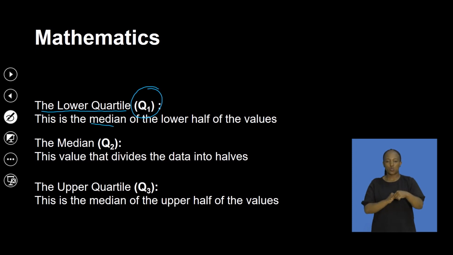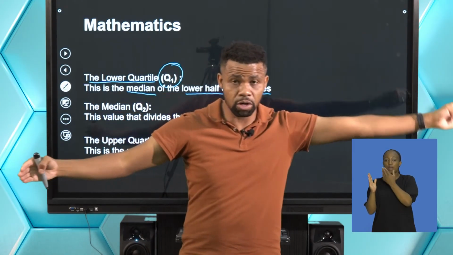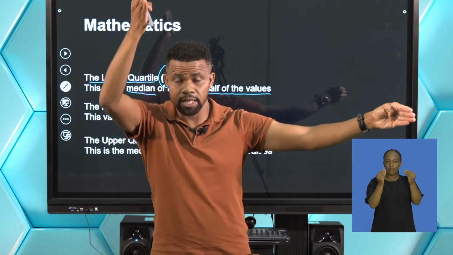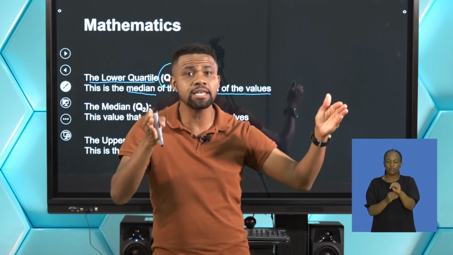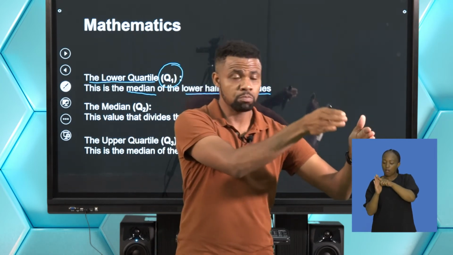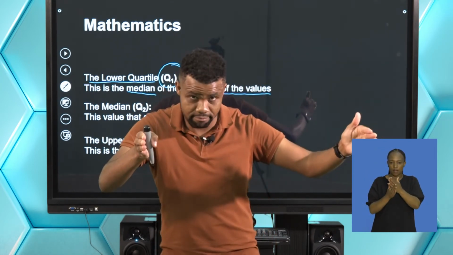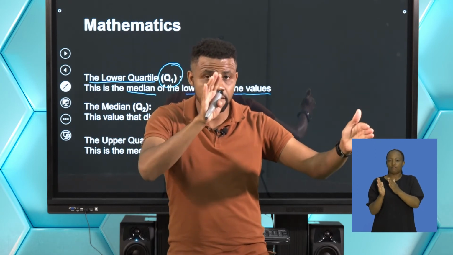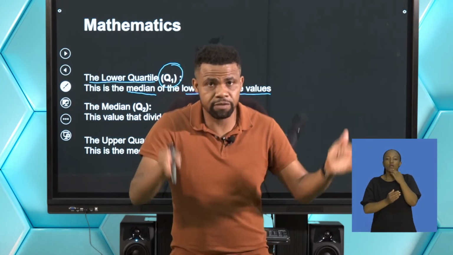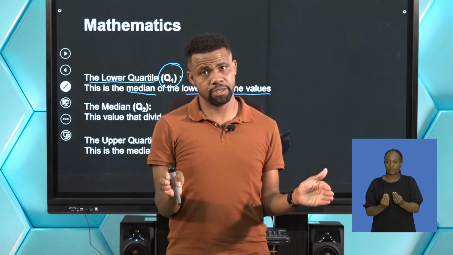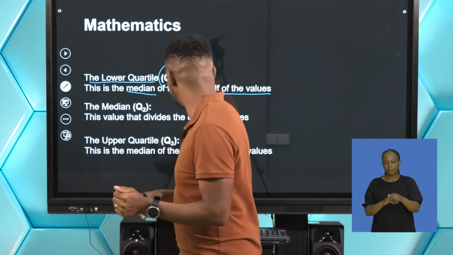The lower quartile is the median of the lower half of the data. What it means is, if I have a data set from the smallest to the highest, the middle is the median. The lower quartile is the median from the smallest to the median. In simple terms, that's the lower quartile.